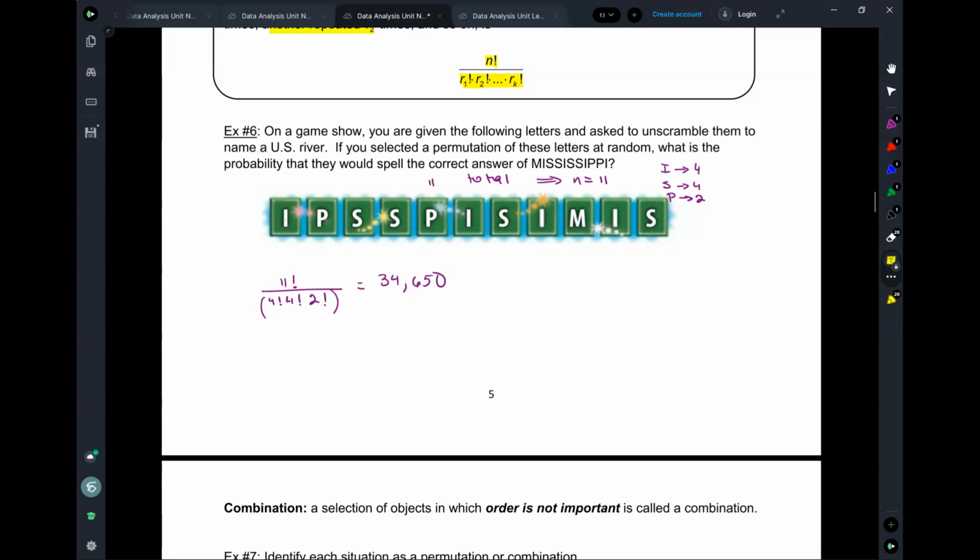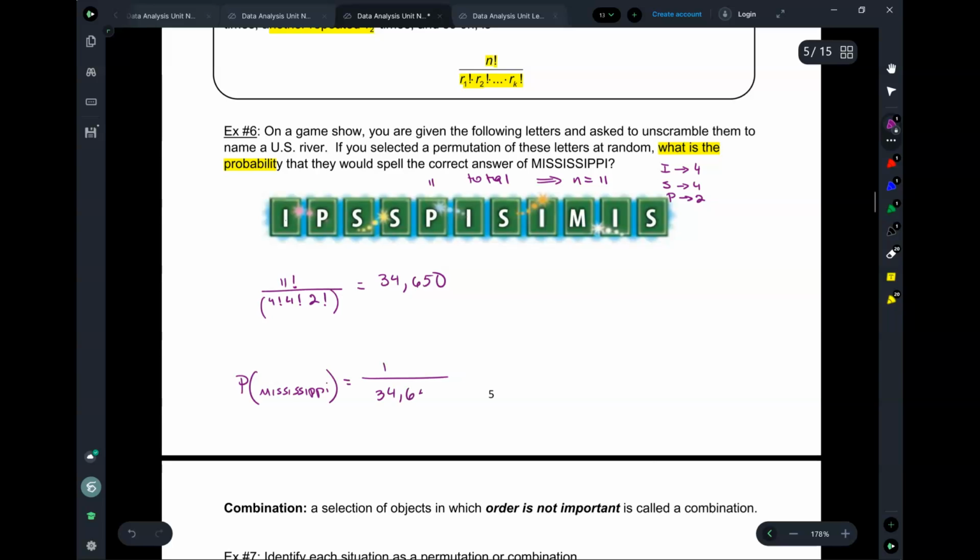Right. So now let's go back to the question. It's not saying how many different ways are there. It's saying what is the probability that they would spell the correct answer. So the probability that you get Mississippi is 1 in 34,650. Okay? Now, this is a permutation. All this was permutations.